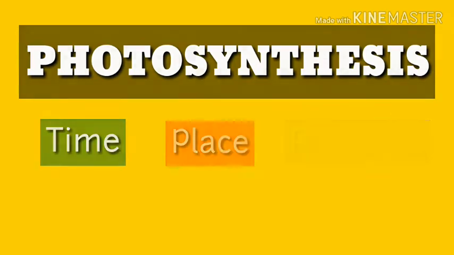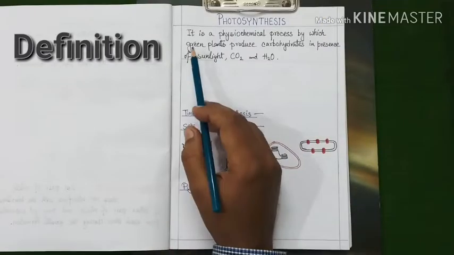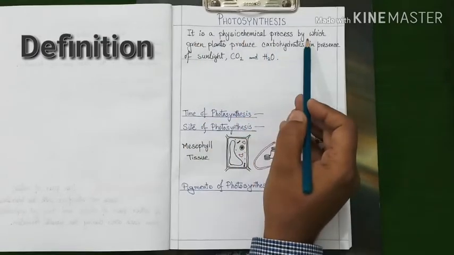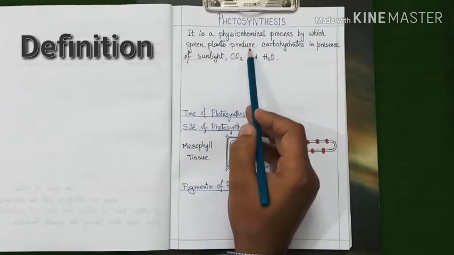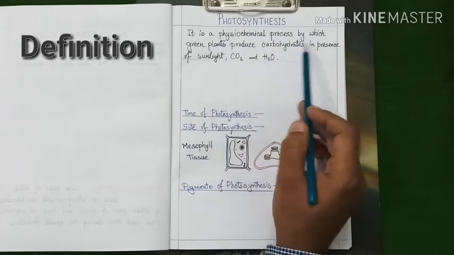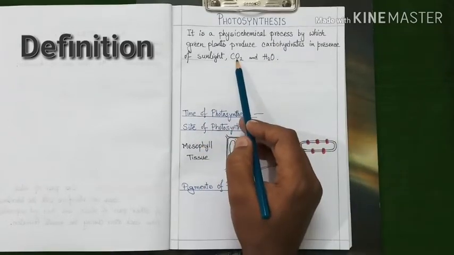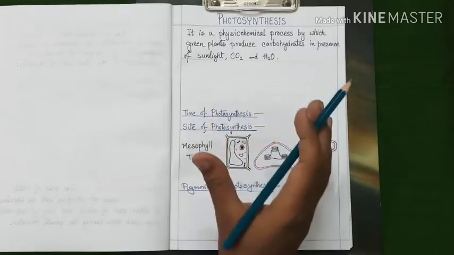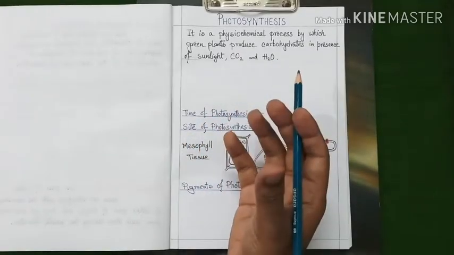So let's get started. Let's start with its definition. Photosynthesis is a physiochemical process by which green plants produce carbohydrates in the presence of sunlight, carbon dioxide and water. So this is the most simple definition by which you can define the process.